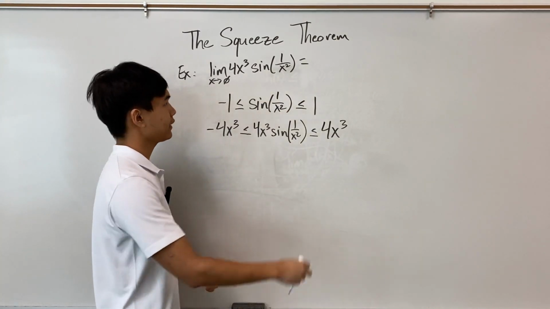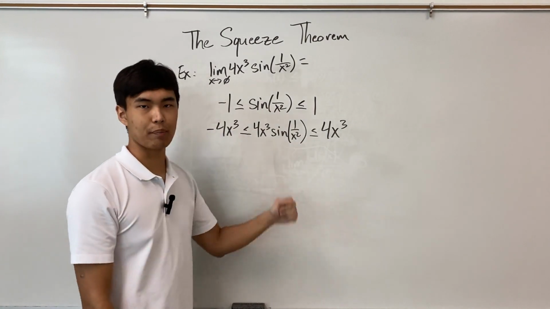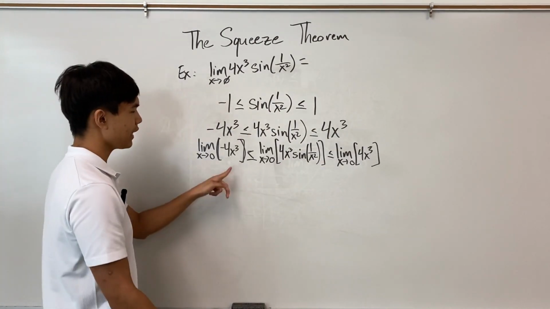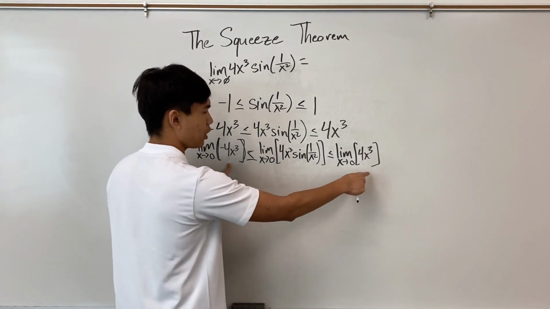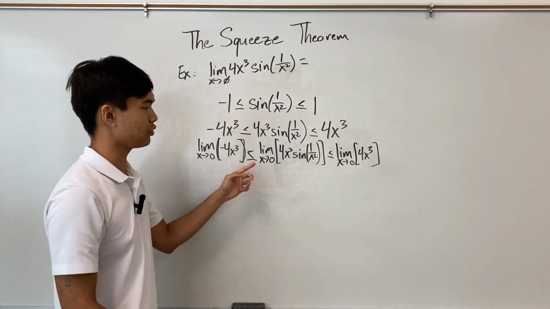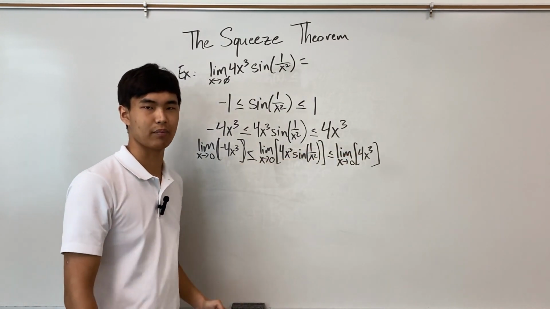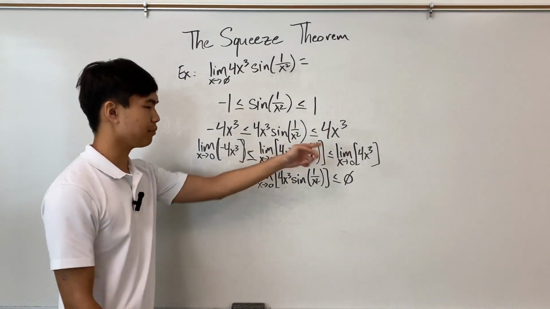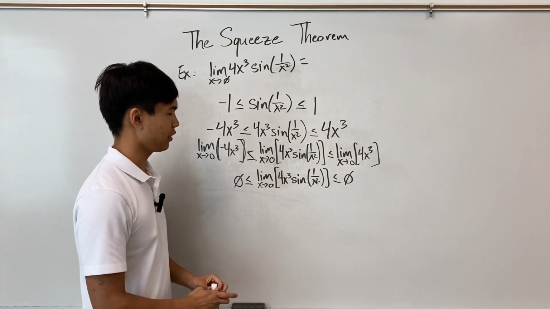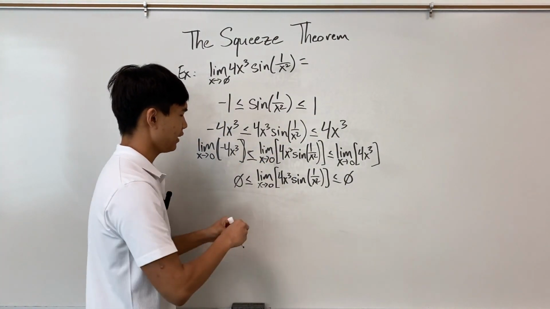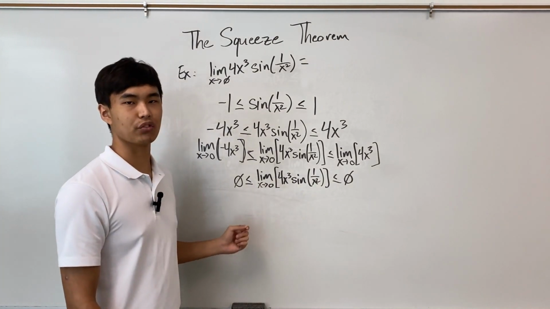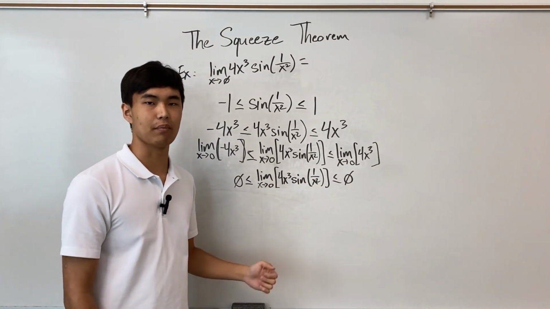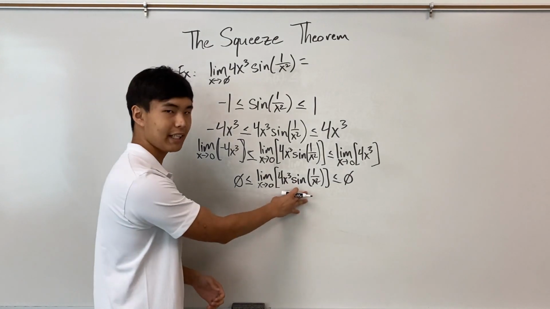And now I'm going to take the limit as x goes to 0 of all three parts, like so. We know that negative 4x cubed and positive 4x cubed are both continuous functions, so we can direct substitute 0 to evaluate this limit. Direct substituting yields that both of them go to 0. So now we're presented with the fact that this limit is less than or equal to 0 and greater than or equal to 0 at the exact same time. So this can only mean this is equal to 0.